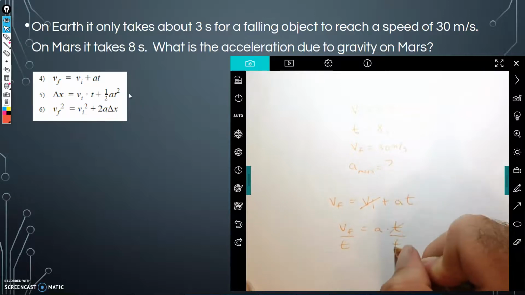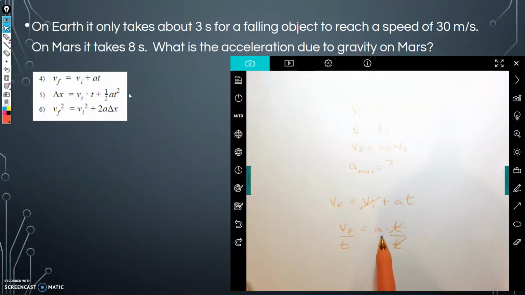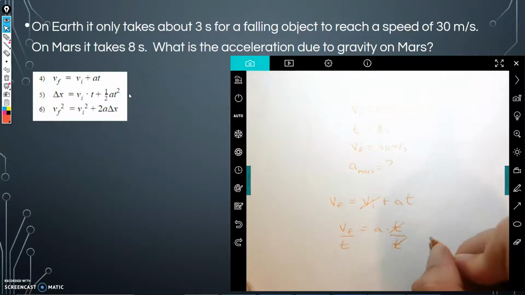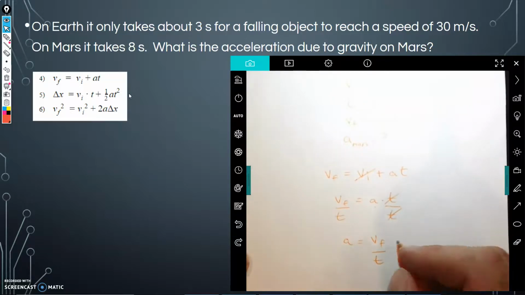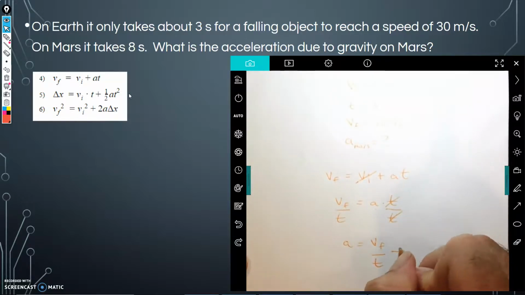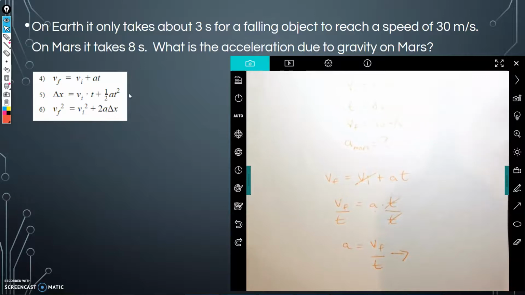The times cancel on the right. And we see that the acceleration will be equal to final velocity divided by time. Acceleration equals final velocity divided by time. All right, so let's substitute our values in that we were given in the problem and find out how fast things accelerate on Mars compared to Earth.